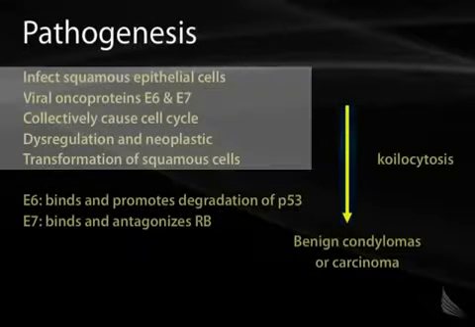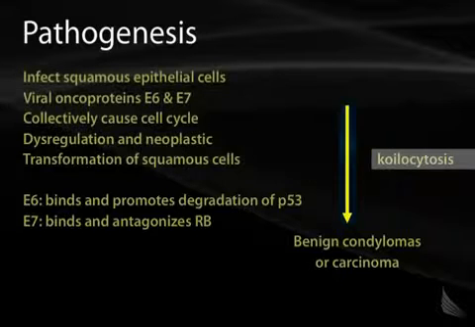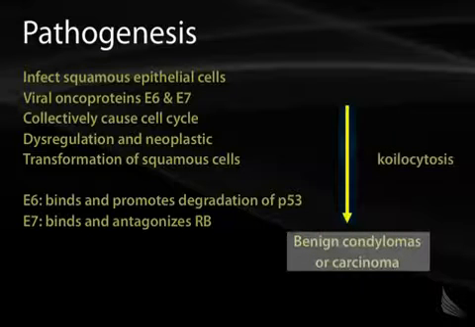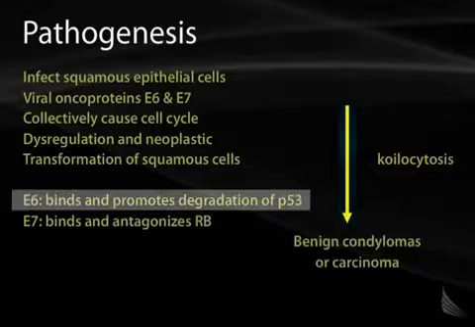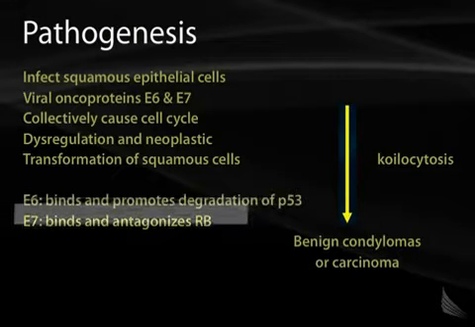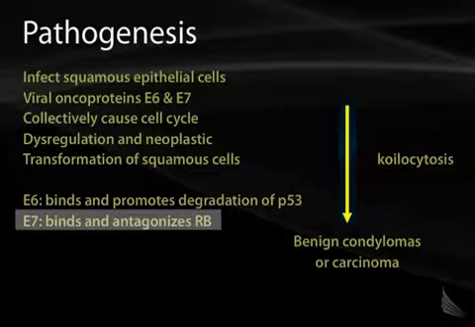The pathogenesis for HPV includes infecting squamous epithelial cells. Then you get viral oncoproteins E6 and E7, which collectively cause cell cycle dysregulation, and also neoplastic transformation of squamous cells. Then you get koilocytosis, a change in the epidermal structure, and you get a benign condyloma or you get a carcinoma. E6 binds and promotes degradation of P53. E7 binds and antagonizes RB, so you get the P110RB.